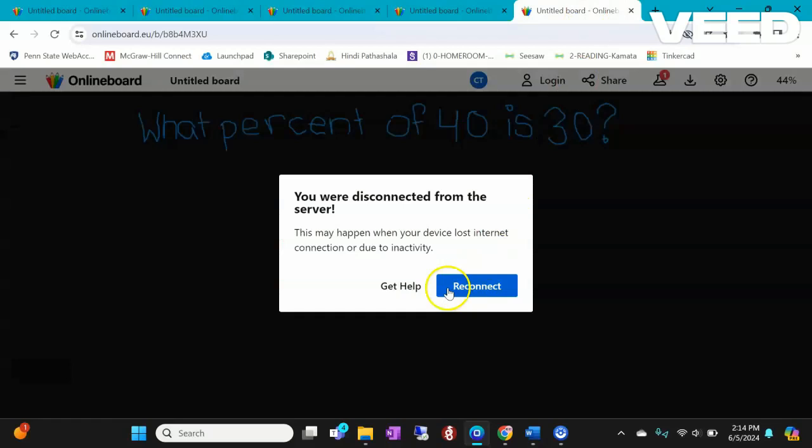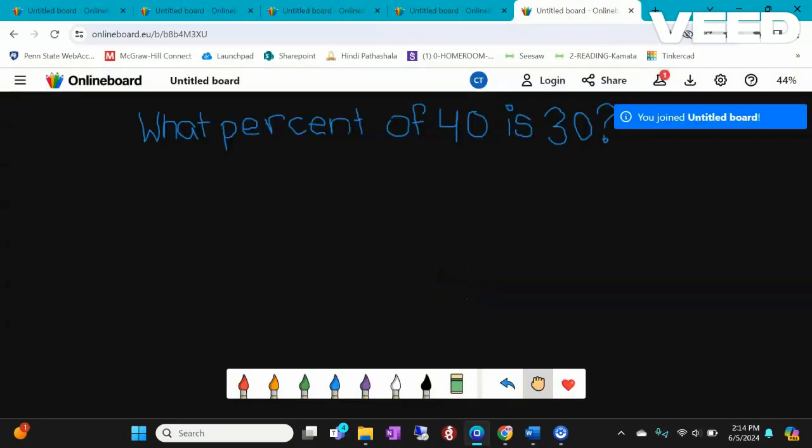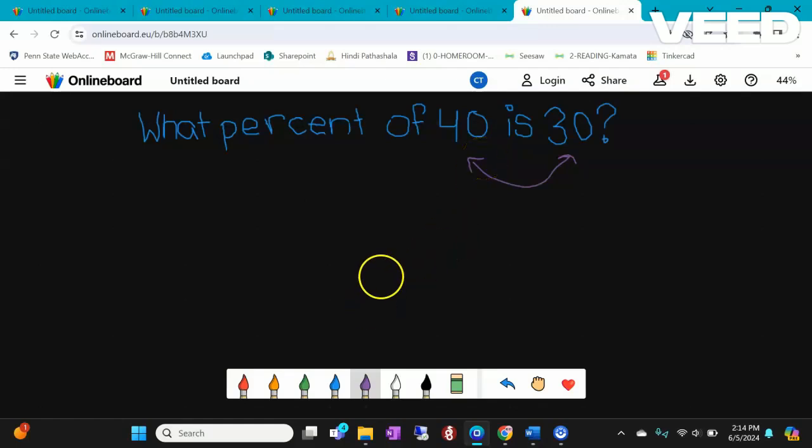And this is our next example. So what percent of 40 is 30? Again, we have to switch these. So it's going to be 30 over 40. And this will be reduced to 3/4.